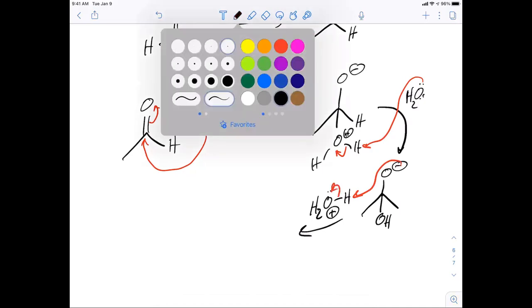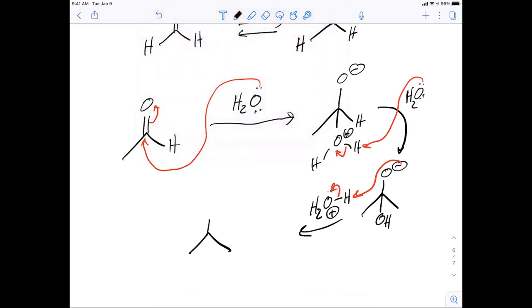I'm just moving these around. If that bothers you, we'll leave it where it was. Right, and I get the hydrate. So we get nucleophilic attack, a proton transfer, right? And then a proton transfer.